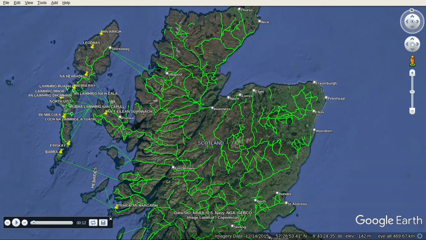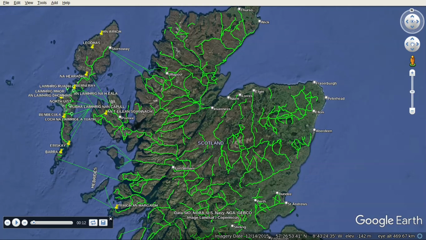We can also see the green roads, which represent the drove roads. There's one running from south to north on the Outer Hebrides. We can also see the green lines which cross the sea. Now these are the most common routes that were taken by the islanders to get to mainland Scotland and to the Inner Hebrides.